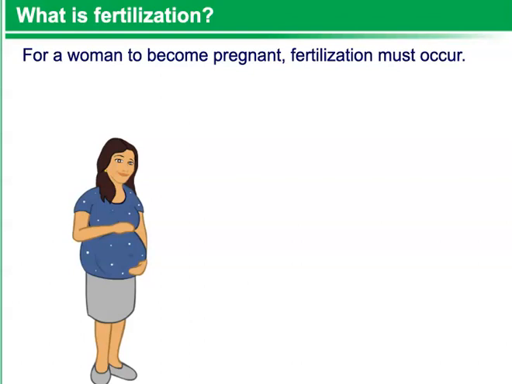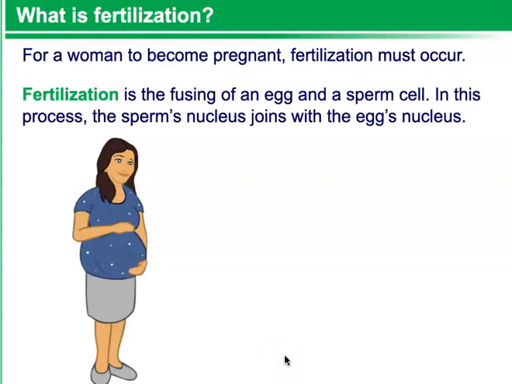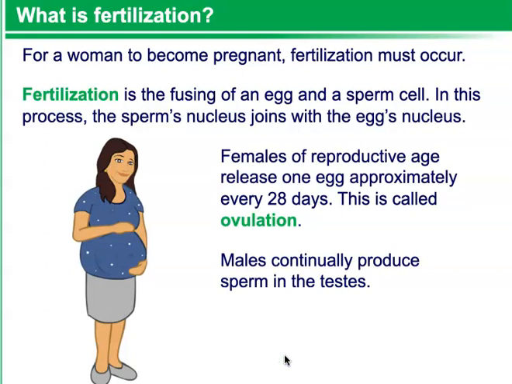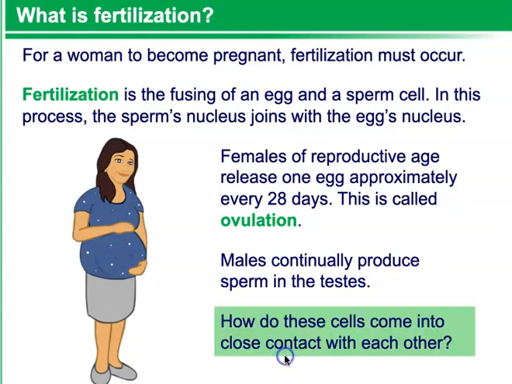What is fertilization? For a woman to become pregnant, fertilization must occur. Fertilization is the fusing of an egg and a sperm cell. In this process, the sperm's nucleus joins with the egg's nucleus. Females of reproductive age release one egg approximately every 28 days. This is called ovulation. Males continually produce sperm in the testes. So how do these cells come in close contact to one another?